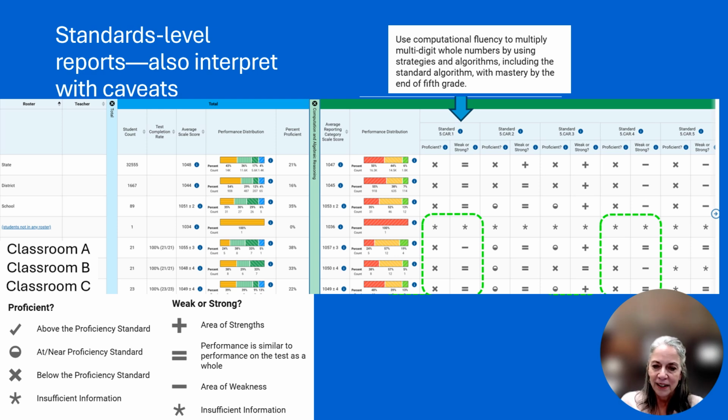Over here, under standard 5CAR.4, you can see again we have this interesting difference where we have a minus for Classroom B. So again, you could dig deeper, you could talk to each other in PLCs. Notice over here that we've got some areas of strength. So if these are areas that I've taught and my kids are getting it, then that's a good thing. Maybe they just need to remember every once in a while with a little bit of practice.